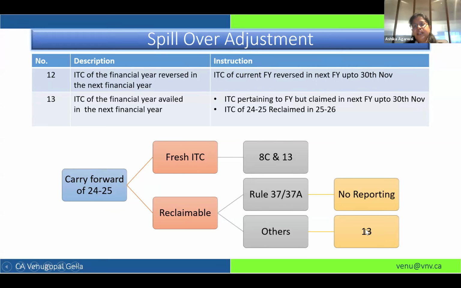So this time it's not just whatever ITC is available in 2B; you also have to take care of opening ECRS and closing ECRS while reporting in GSTR 9. And all this table spillover, basically part 5, is mandatory. Earlier it was optional, now it is all mandatory. You have to fill those details.